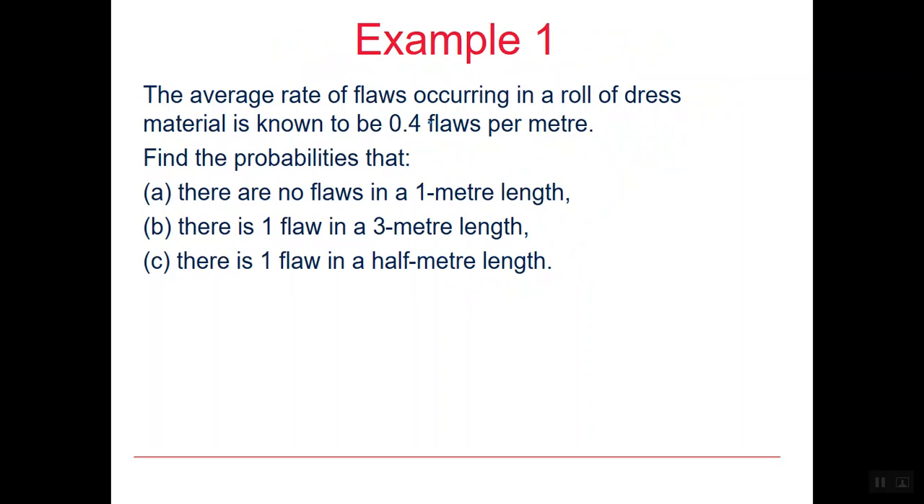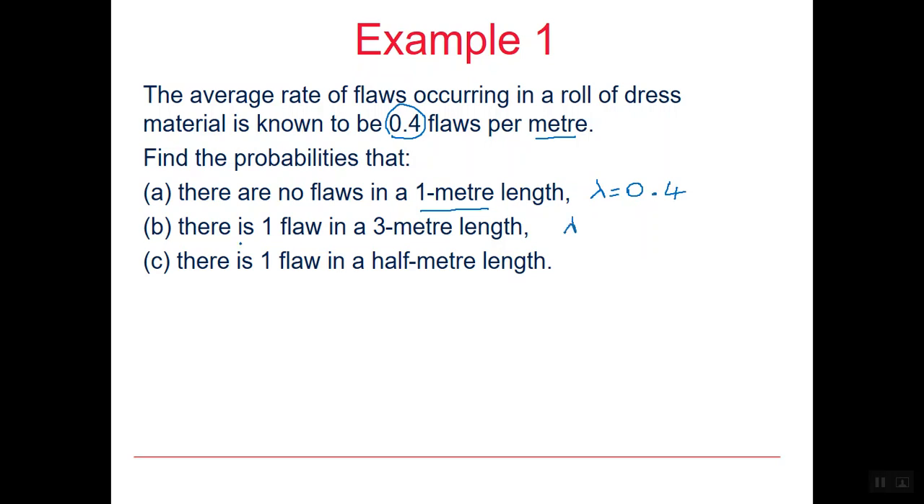Now let's look at another example. In this case, we're told that the average rate of flaws occurring in a roll of dress material is 0.4 flaws per meter. And we have to find, first of all, that there are no flaws in a 1 meter length. Well, in our question here, we know that 0.4 flaws are happening in 1 meter. And this question is also about 1 meter. So lambda will remain as 0.4.